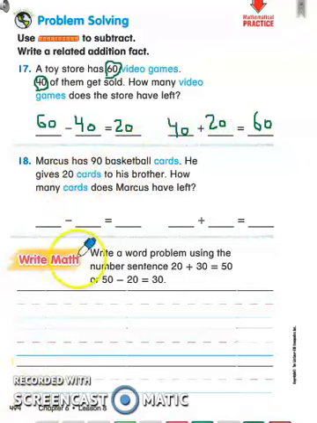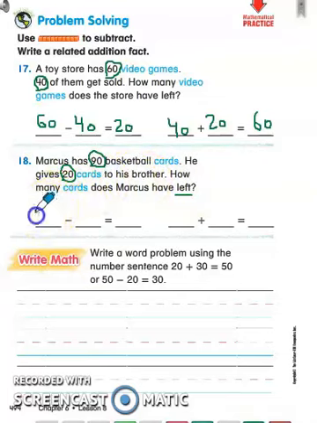Marcus has 90 basketball cards. He gives 20 cards to his brother. Again, Marcus has how many? 90. He gives 20 to his brother. Now I want to know how many cards Marcus has left. So I will subtract in this question also, because Marcus has 90. Then he gave 20 to his brother. So now he has what? I will know by subtracting.